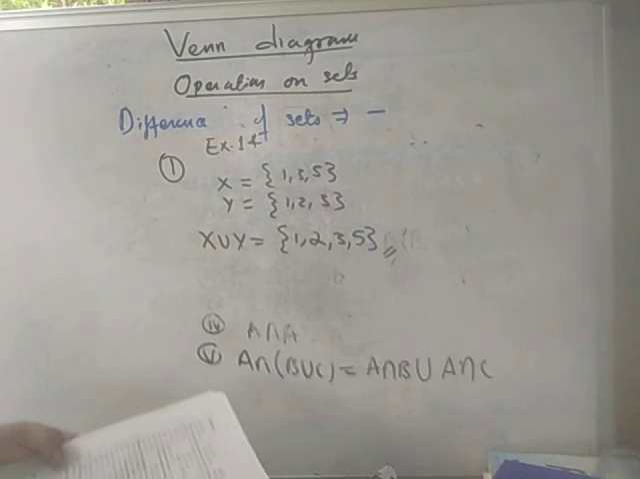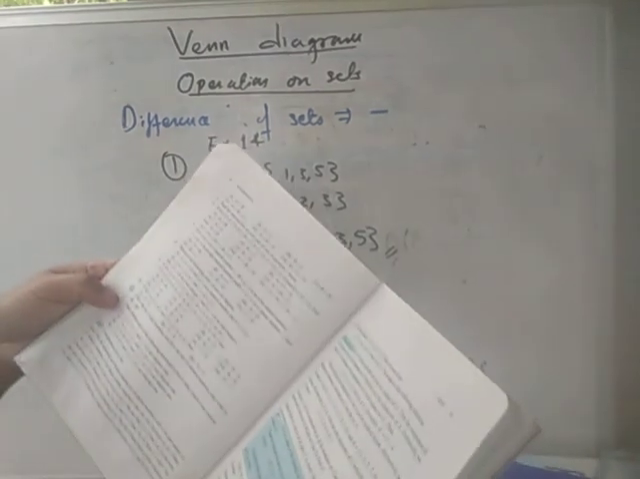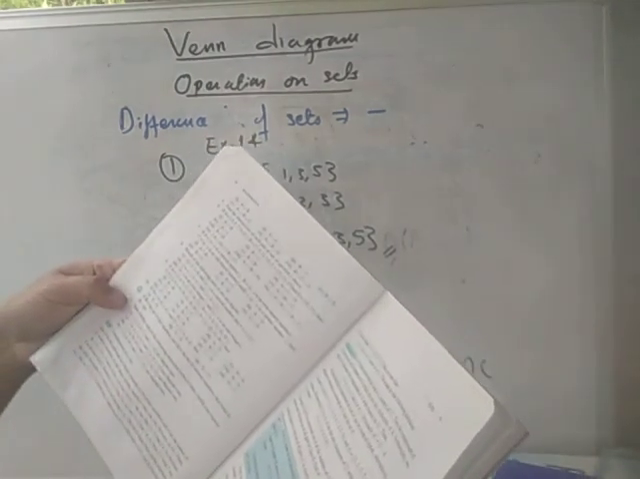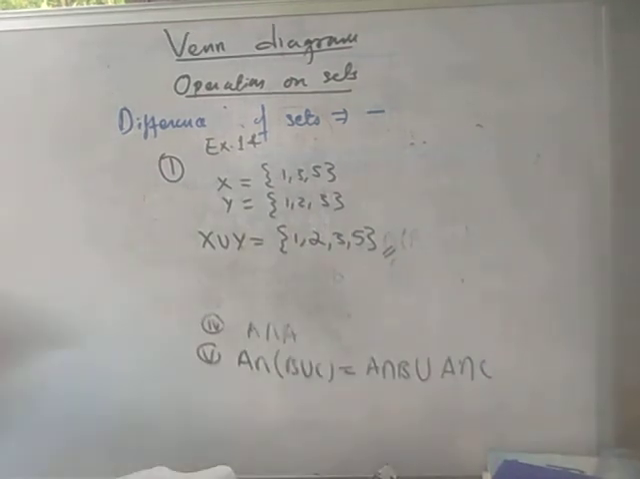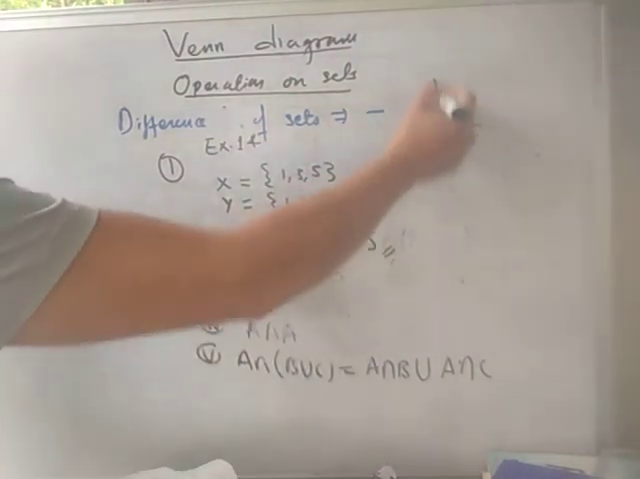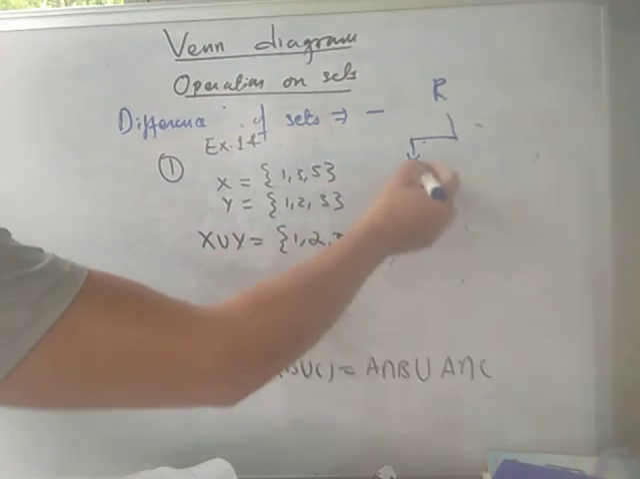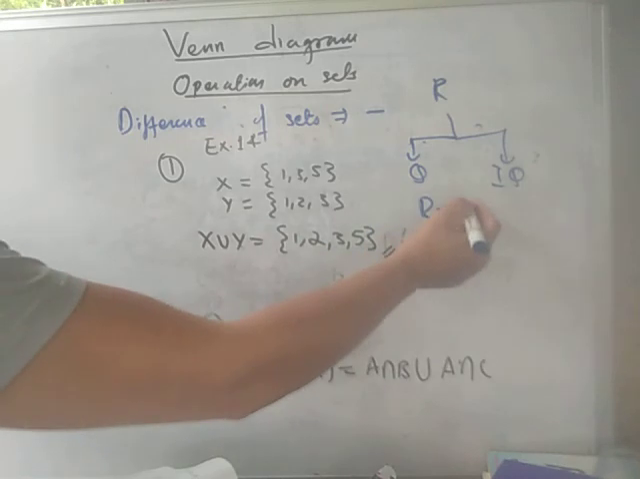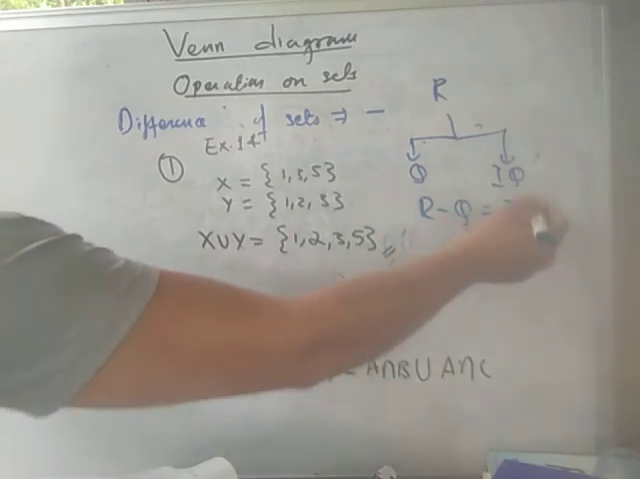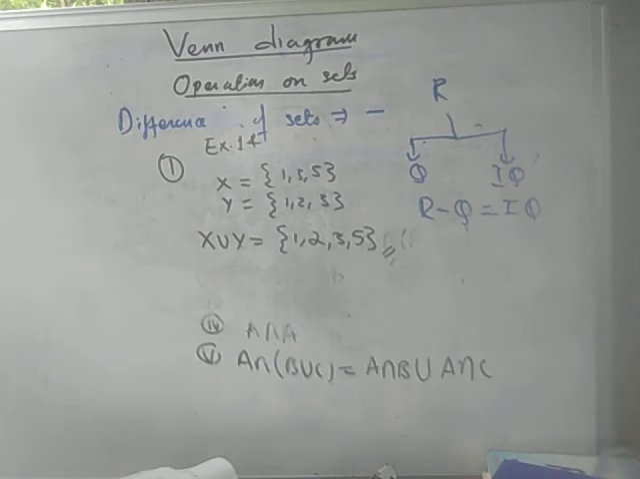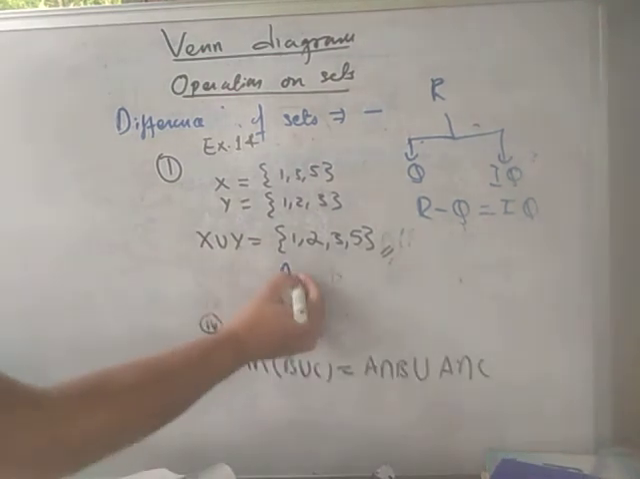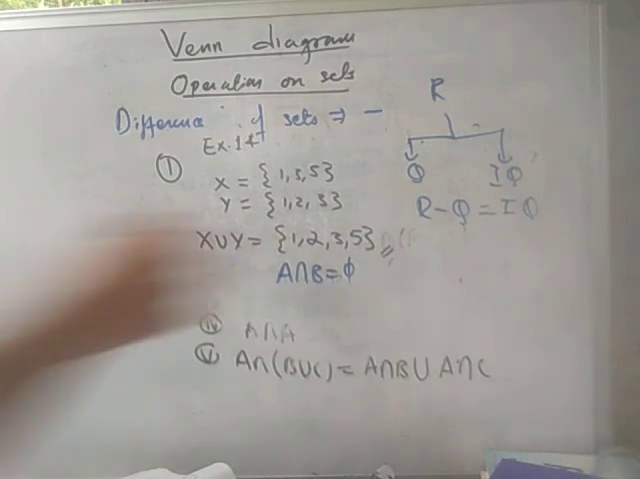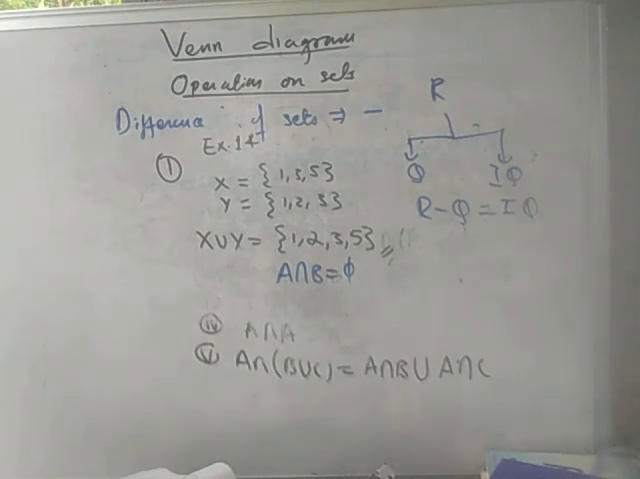See question number 11. See, if R is the set of real numbers and Q is the set of rational numbers, then what is R minus Q? So what does the set of real numbers contain? Real number, set of real numbers contains rational as well as irrational numbers. So R minus Q equals to how much? Irrational number, right? Irrational number. Okay. Disjoint means where there is no intersection, isn't it? So that means disjoint means A intersection B equals to phi. Clear? So hope you're doing this one.